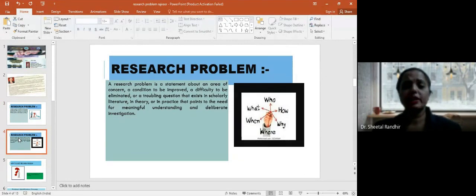Research problem gives answer who, how, why, where, when, and what. A research problem is a statement about an area of concern, a condition to be improved, a difficulty to be eliminated, or a troubling question that exists in scholarly literature, in theory or in practice, that points to the need for meaningful understanding and deliberate investigation.